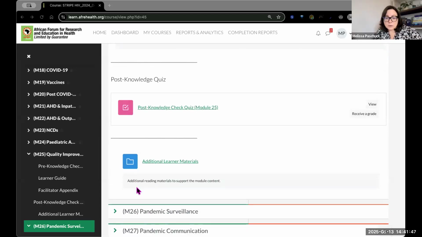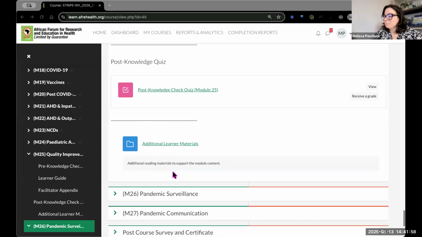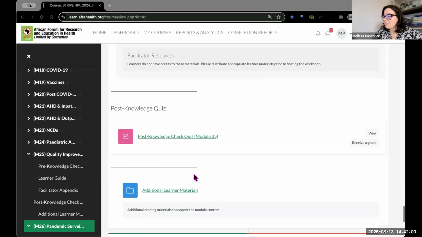Lastly, there is a folder that contains additional learner materials. These materials are supplemental resources that support and expand on the workshop content for further learning. So that is the module.